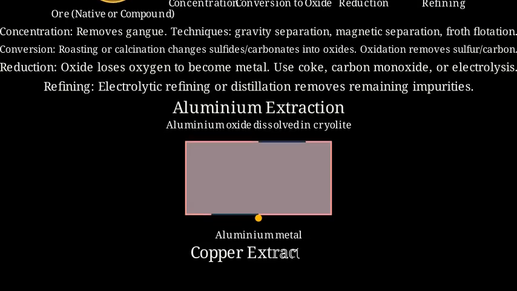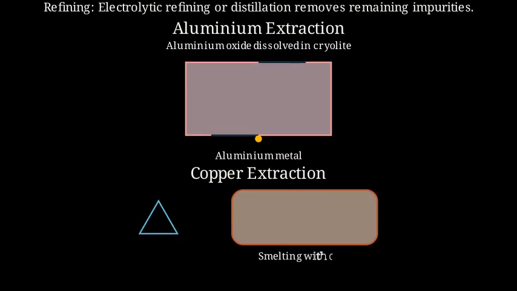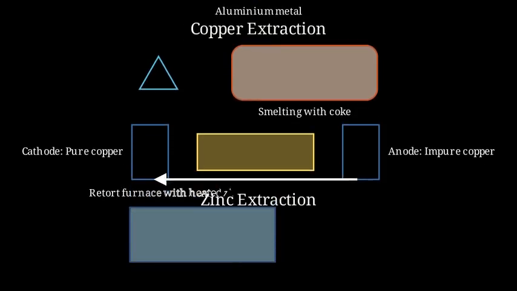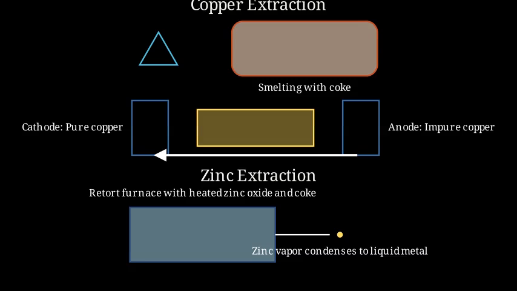Copper can be extracted by concentrating chalcopyrite, roasting to convert it into an oxide, and smelting. The oxide is reduced with carbon, and the impure copper is refined electrolytically, where pure copper forms at the cathode. Zinc is extracted from zinc blende. Roasting converts the zinc sulfide to zinc oxide, and this oxide is then reduced using carbon in a horizontal retort furnace. The zinc vapor condenses into pure metal.